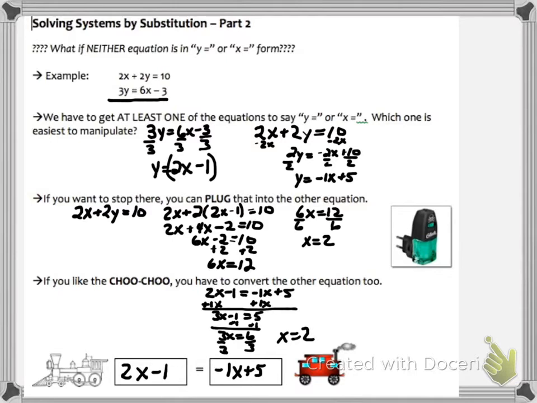It doesn't matter which method we use to solve. Either way, we still got that x was equal to 2. Now we have to remember, we need to take this and plug it into one of the equations to find out what the y value is.